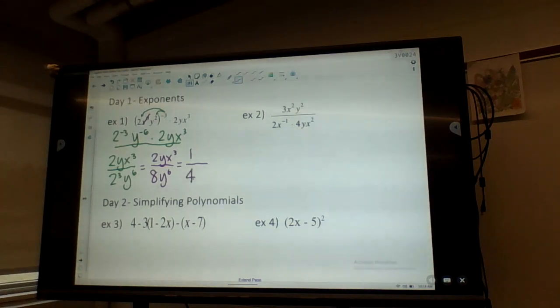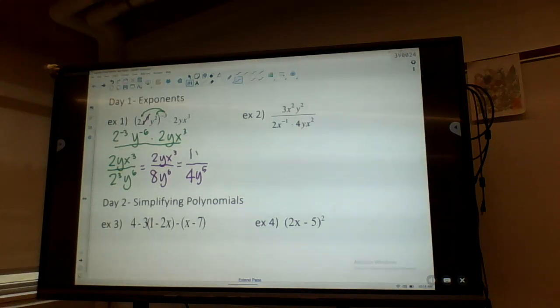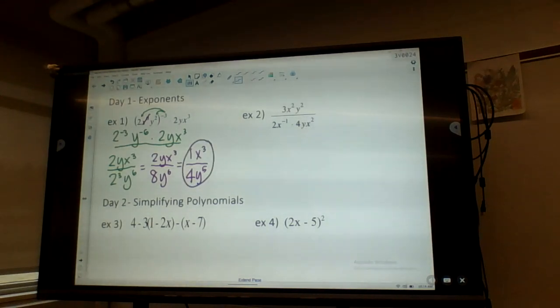There's more y's on the bottom, there's 5 more, so they're all going to end up on the bottom, there'll be 5 of them. And the x to the 3rd is going to stay on top. Now the 1 is unnecessary, but if you want it there, you're welcome to. Okay. Questions?